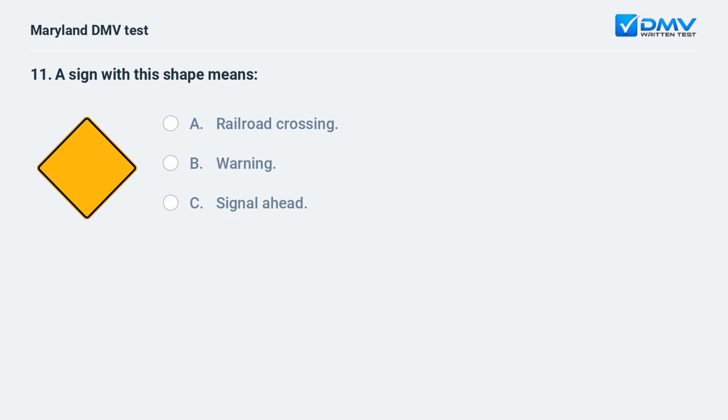A sign with this shape means A. Railroad crossing. B. Warning. C. Signal ahead.